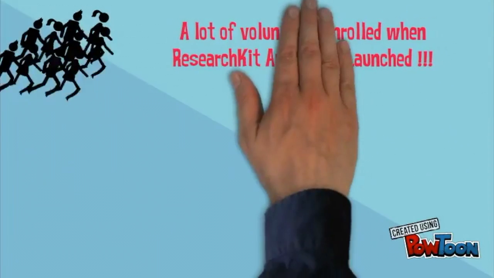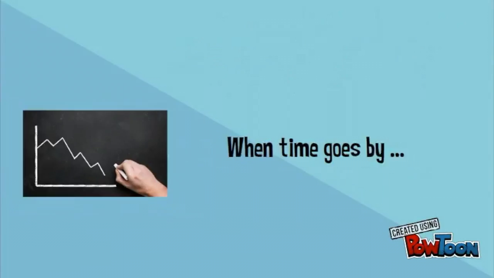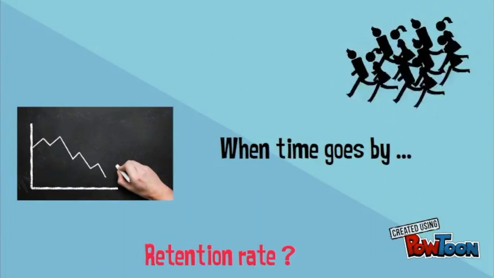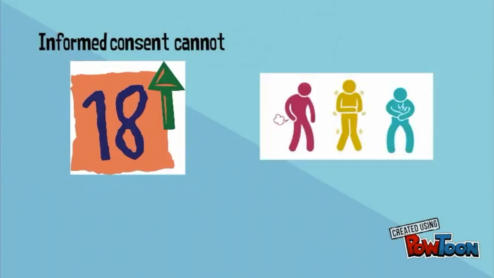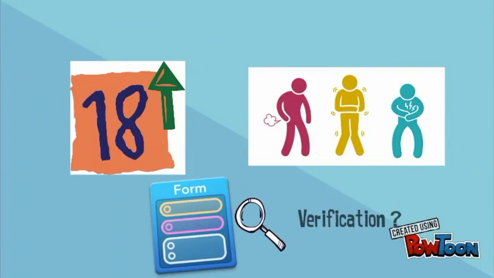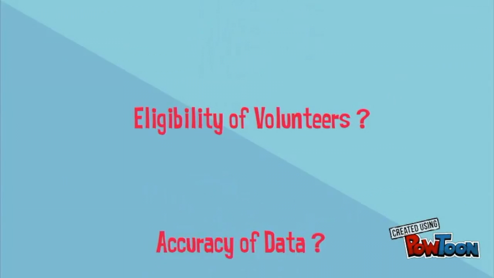ResearchKit apps attract a huge number of volunteers initially during their launch. However, as time goes by, more and more volunteers start dropping off, leading to lower and lower retention rates. Informed consent can hardly ensure that all volunteers are 18 years old and possess the symptoms of the disease. There is no way to verify the eligibility of participants, hence affecting data accuracy.